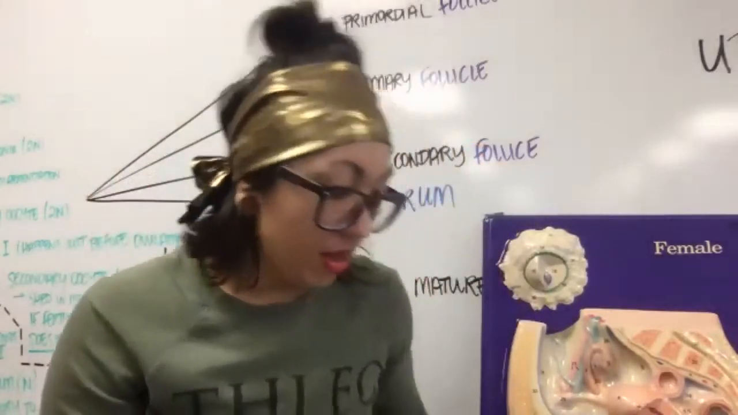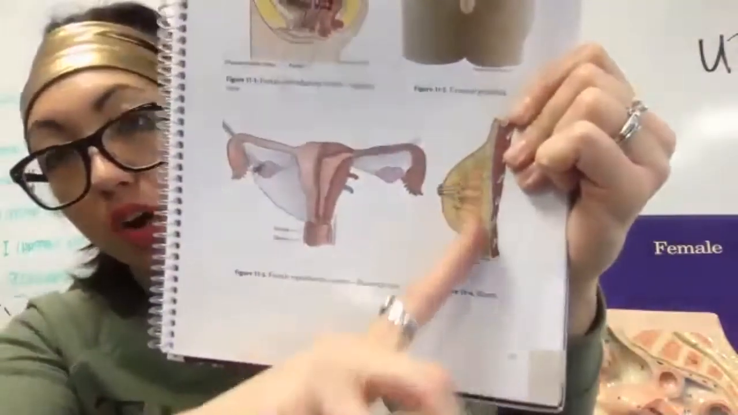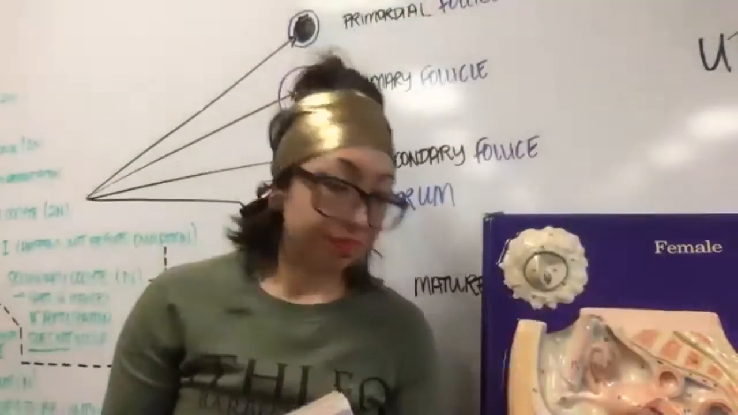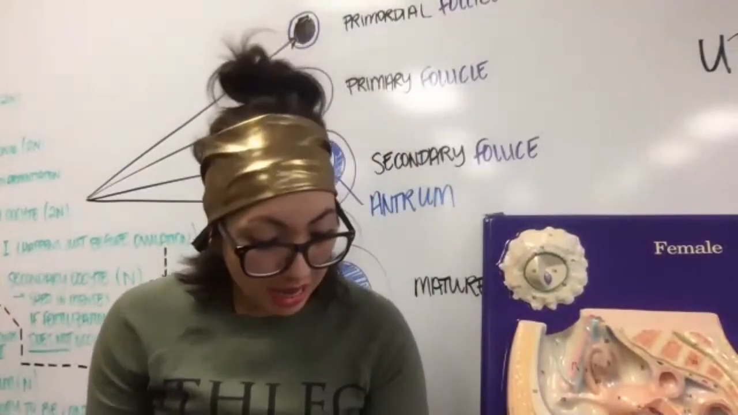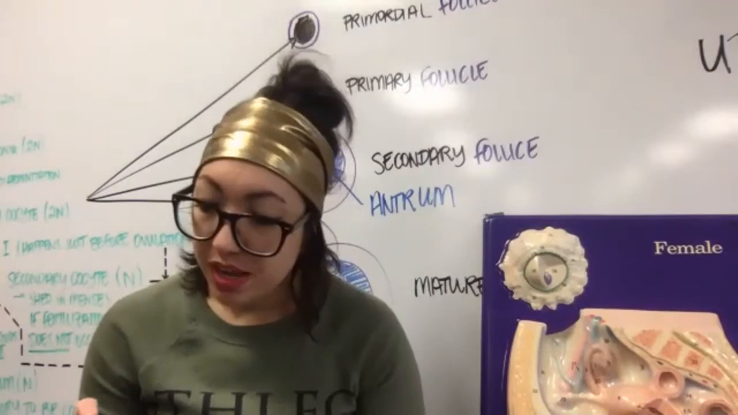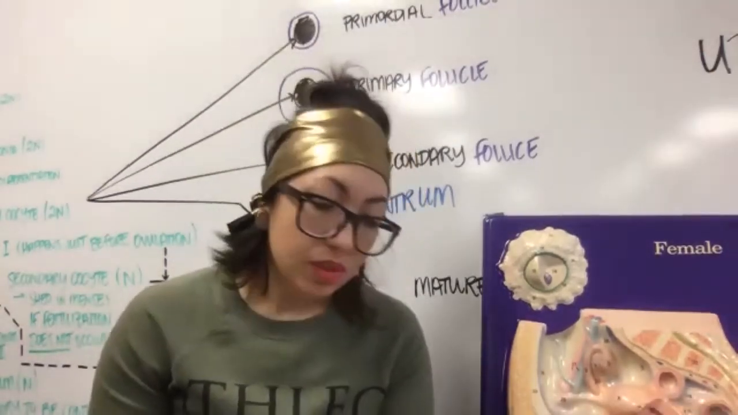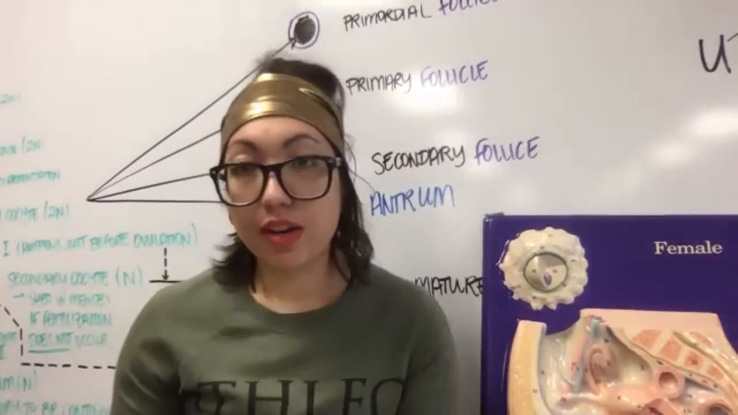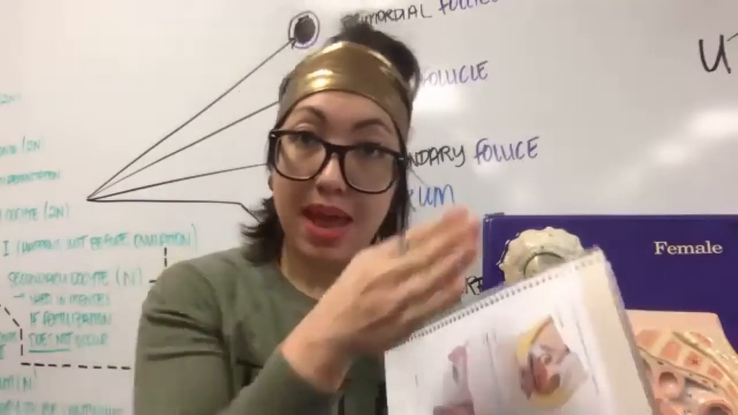They're orange in your lab manual. So these orange structures right here are the lobes. Those are what actually produce milk. And when milk is produced, it's going to go through these little passageways called lactiferous ducts. So remember that the word duct means a passageway.